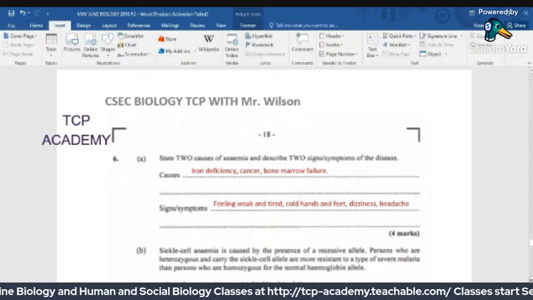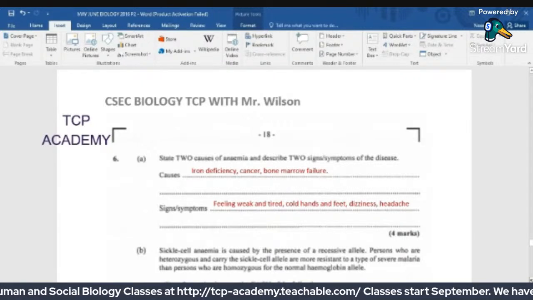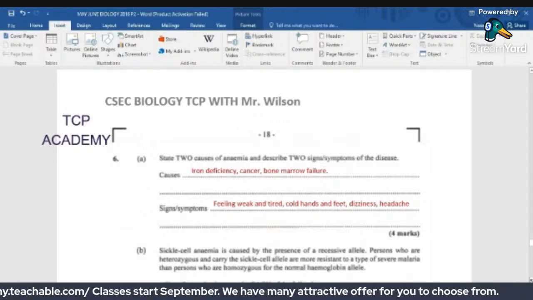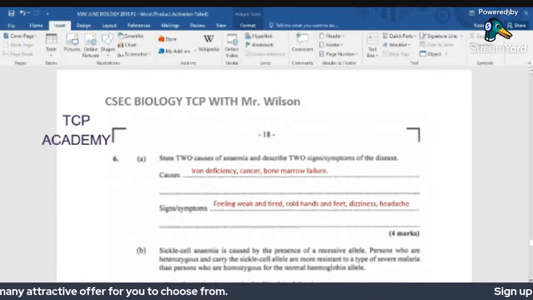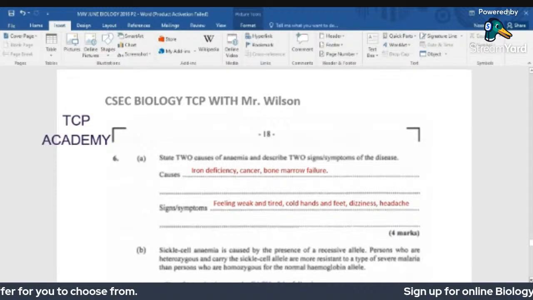Now, signs and symptoms include you'd feel weak, you'd feel tired, you might have cold hands and feet, you'll become dizzy, that's a popular one, and you'll have headache. So feeling weak, dizzy, and headache are some of the common signs of anemia. So we want to move on down to sickle cell.